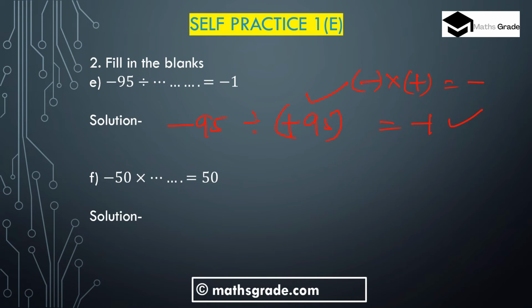Now part F: minus 50 multiplied by which number is equal to 50? We know any number multiplied by 1 is that number itself. And we know minus multiplied by minus is plus. So plus 50, which is equal to 50. So the answer is minus 1. So minus 50 multiplied by minus 1 is plus 50.